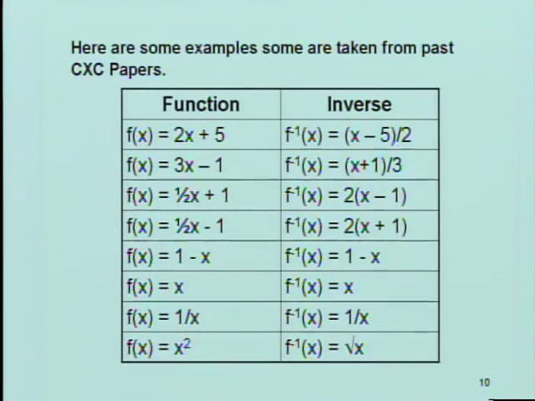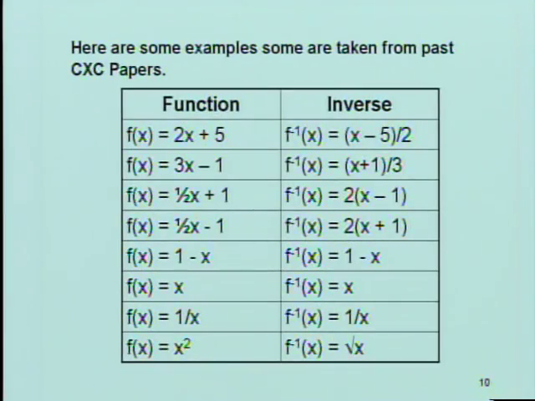f of x is equal to 2x plus 5. The inverse would be (x minus 5) divided by 2. For the function 3x minus 1, the inverse would be (x plus 1) divided by 3. For the function a half x plus 1, the inverse will be 2 times (x minus 1). For the function a half x minus 1, the inverse would be 2 times (x plus 1).